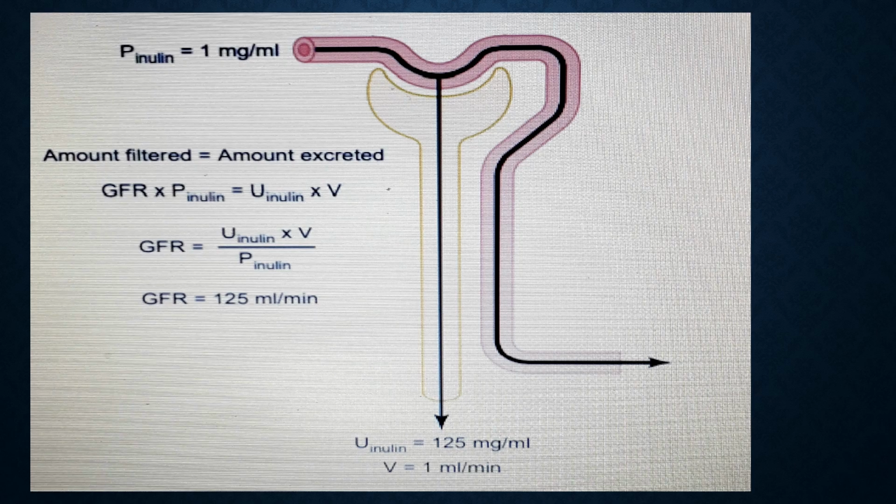For example, the concentration of inulin in plasma is 1 mg per ml, the concentration of inulin in urine is 125 mg per ml, while the volume of urine is 1 ml per minute. Hence, the GFR can be calculated by multiplying the concentration of inulin in urine by urine flow rate, divided by the concentration of inulin in the plasma, which is 125 ml per minute.